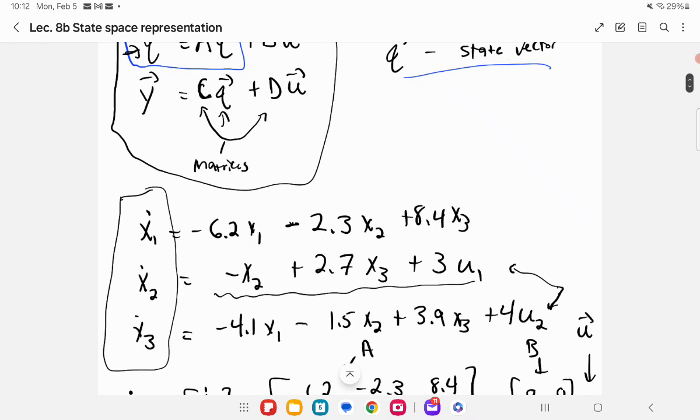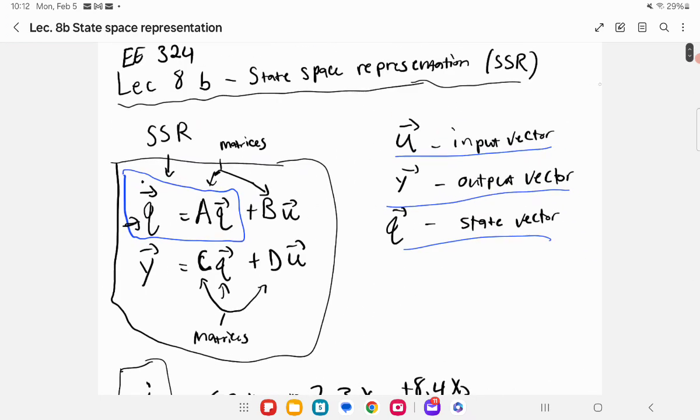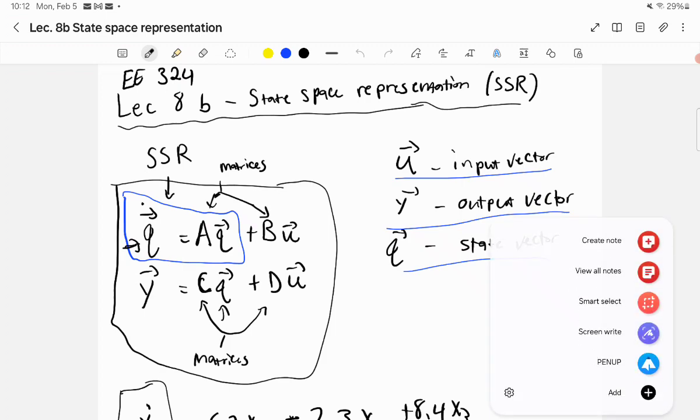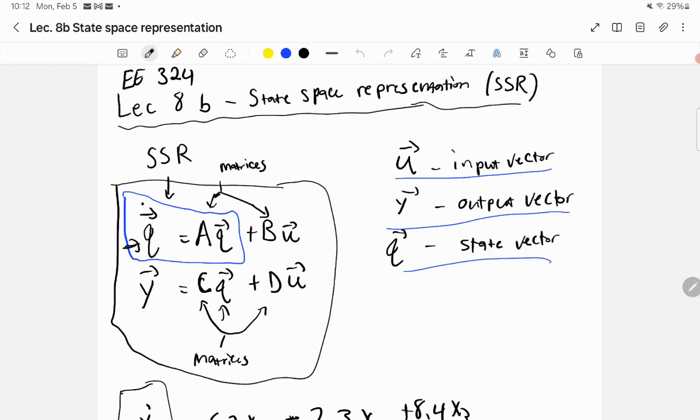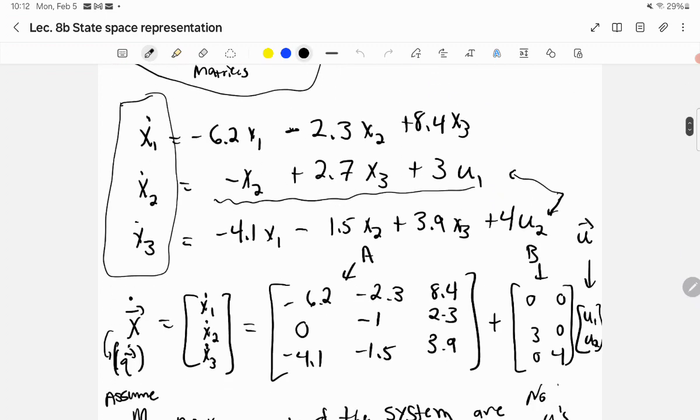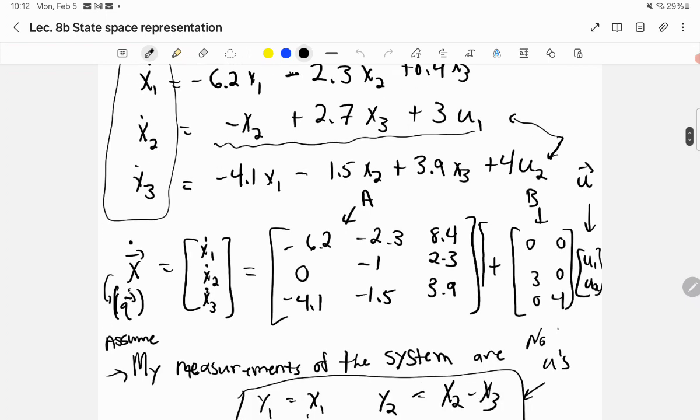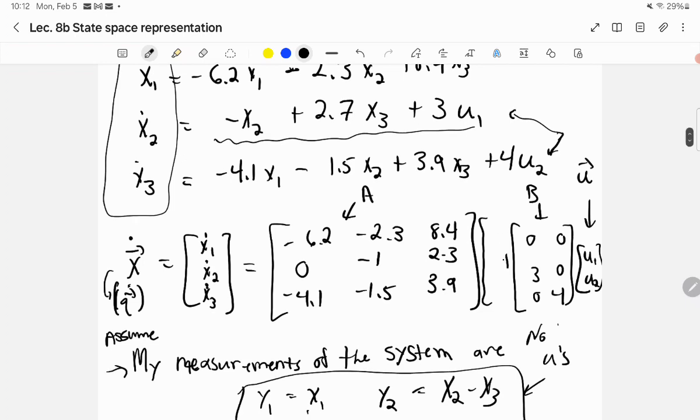Oh, and here I should have, let me just get my little pen here, just so that I can fix this, because I forgot my little x vector here. This is going to be x1, x2, x3. Okay? So now this is taking the place of my vector q that I wrote up here.